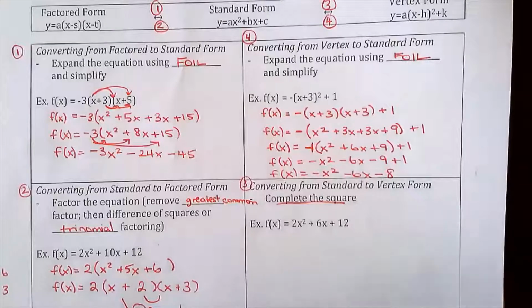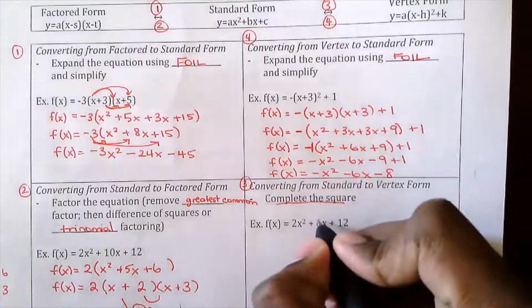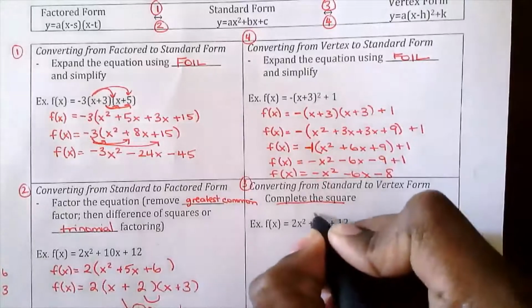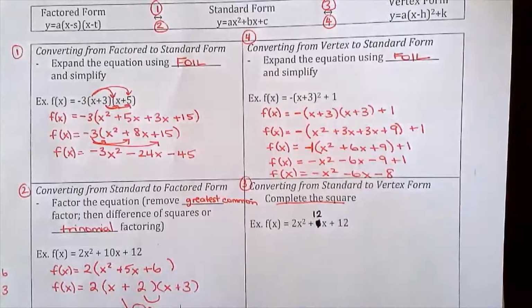And I do want to change this question so that it's an easier first example to show you. So we're going to change the middle 6 here to a 12. So the equation is f(x) is equal to 2x squared plus 12x plus 12.